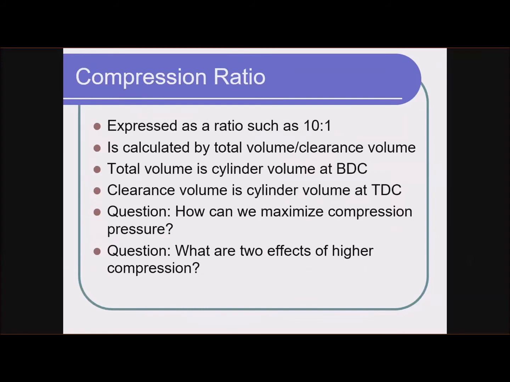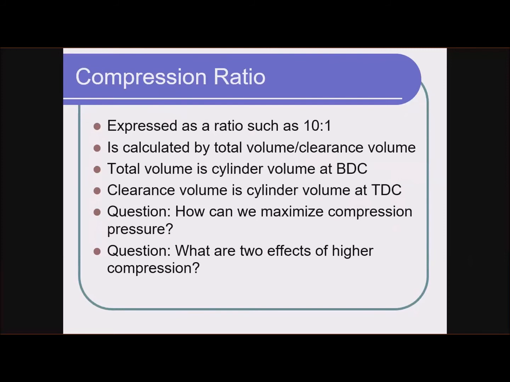So the total volume in a cylinder is how much volume there is when the piston's at the bottom, right? Piston's all the way down at the bottom. You pour liquid into the cylinder and into the combustion chamber in the head, and how much does it take? That's total volume. Now when you put the piston all the way to the top, that's called the clearance volume. So if it were a 10-to-1 compression ratio, that clearance volume would be 1/10 of the total volume.